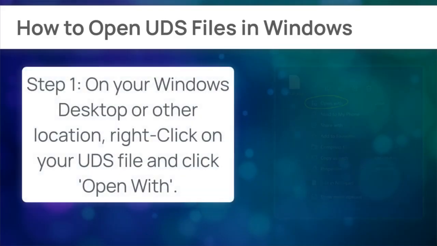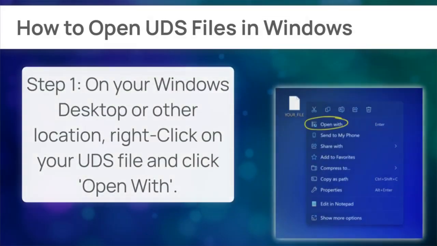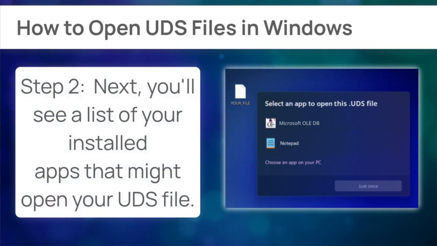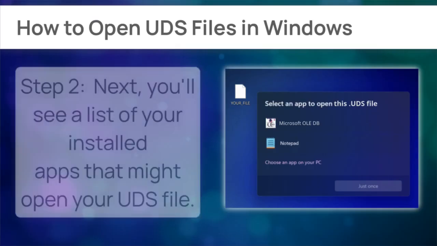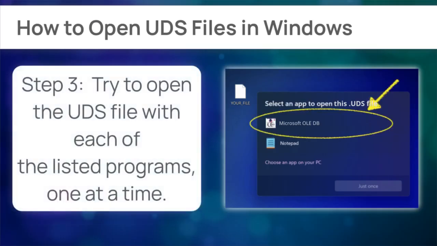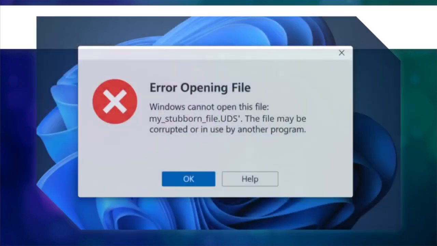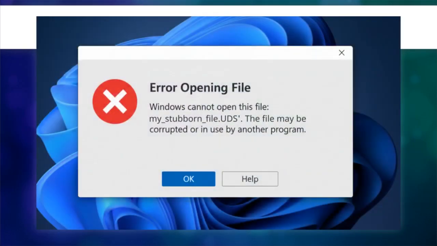We are testing every installed program for file recognition. Right-click your UDS file and choose Open With. Test Microsoft OLEDB first. If it fails, select another application. The solution lies in finding the right reader. If your UDS file will not open yet, do not panic.